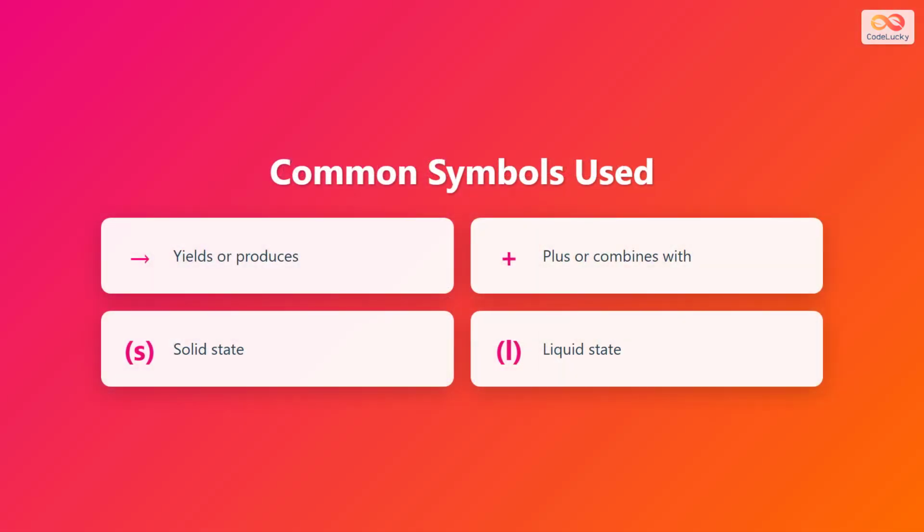Chemical equations use several important symbols. The arrow symbol means yields or produces. The plus sign means plus or combines with and is used to separate multiple reactants or products. We also use state symbols in parentheses. The letter S in parentheses indicates a solid state, while the letter L in parentheses indicates a liquid state. These symbols help us understand the physical form of each substance in the reaction.